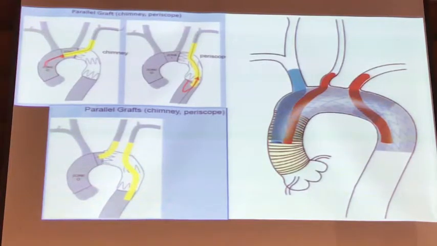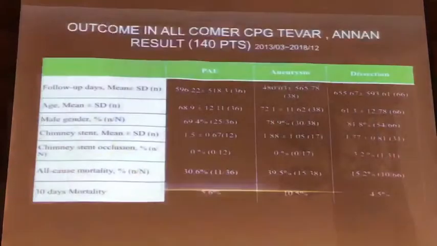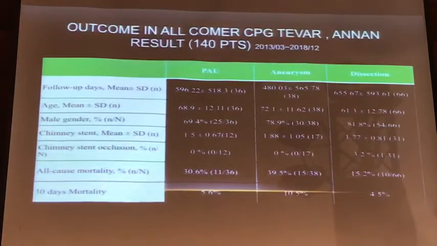As you can see in the picture, that's how we do the chimney. And in certain cases where we did not debranch earlier, for the residual type B dissection, if we treat it, we use a triple chimney. In the past 5 years, we have done 140 patients.